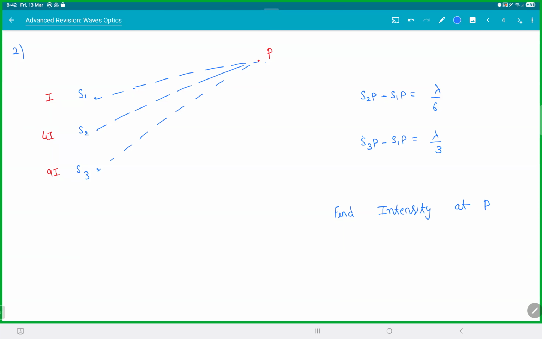So wave optics, right? The chapter can be hard, but if you know your standard results and the basic models, you can handle most of them. If you see the entire wave optics, primarily there are three things. One is your YDSE, one is the interference on thin films, and I'll show you one more thing, finding the number of maximas and minimas on a screen.